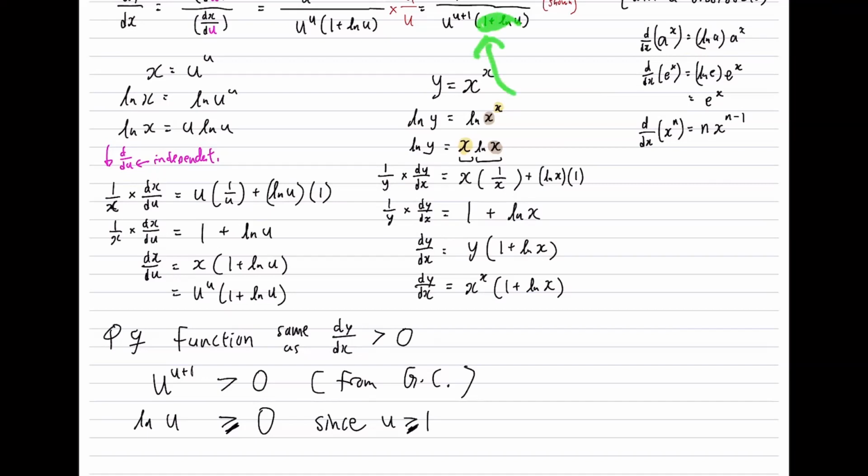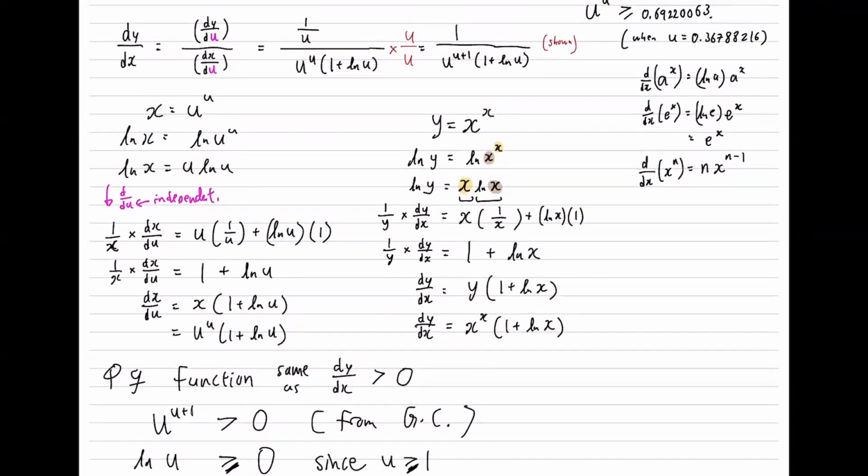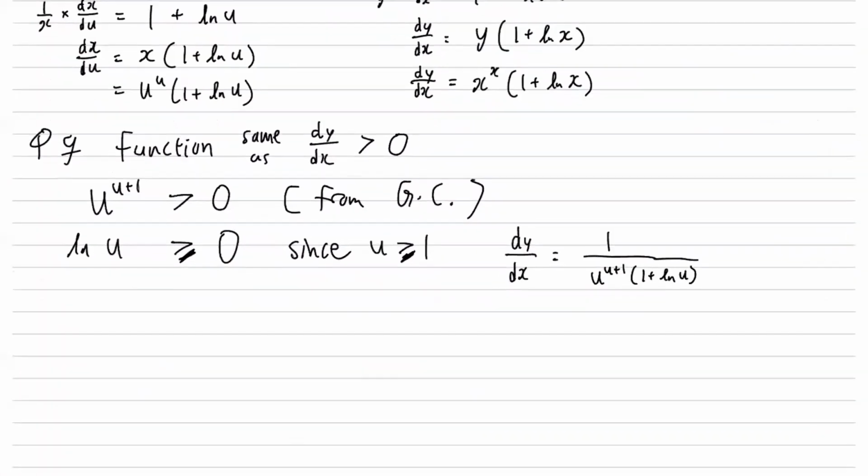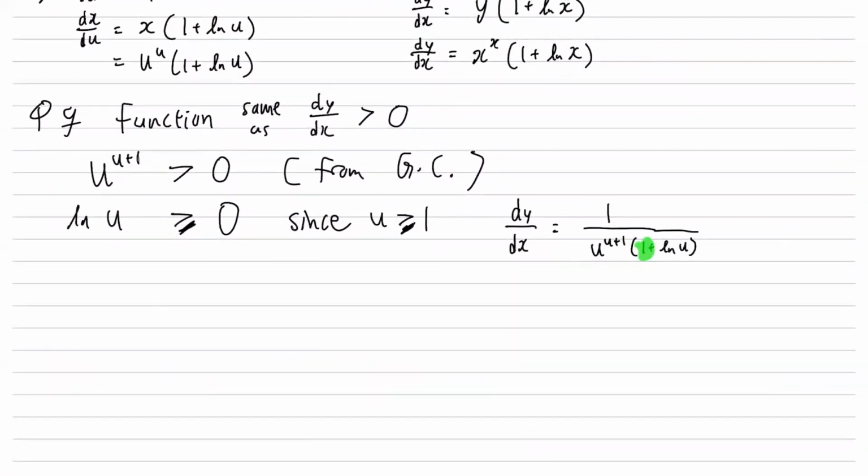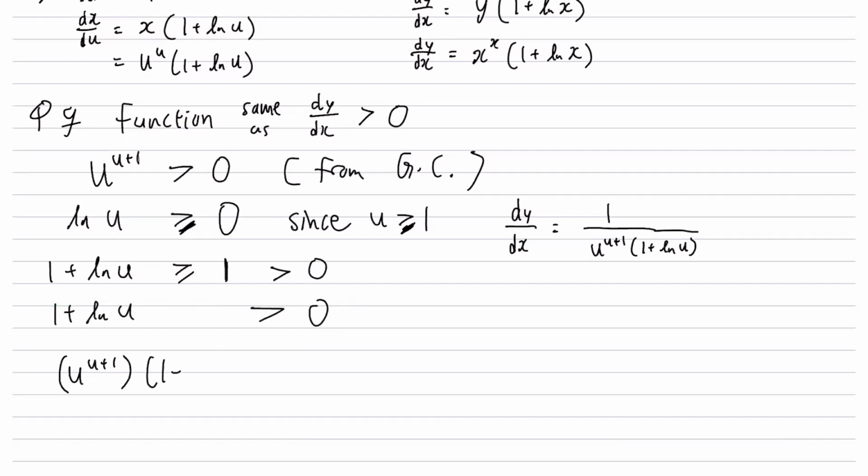It's 1 plus ln u. Maybe it's smarter if I just copy down the derivative. So what we have in the denominator is 1 plus ln u. Let's figure out what 1 plus ln u is. Plus 1 on both sides: it's more than or equal to 0 plus 1, which is 1, obviously strictly more than 0. In other words, 1 plus ln u is strictly more than 0. Agree? So now what we have is u to the power u plus 1, multiplied by 1 plus ln u.